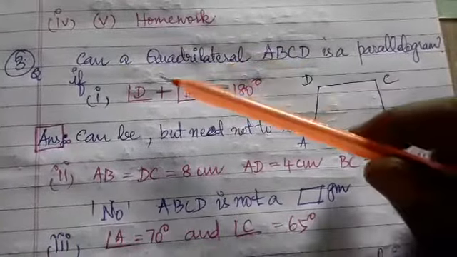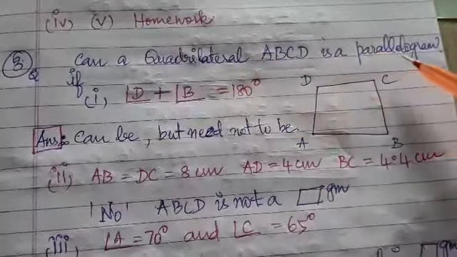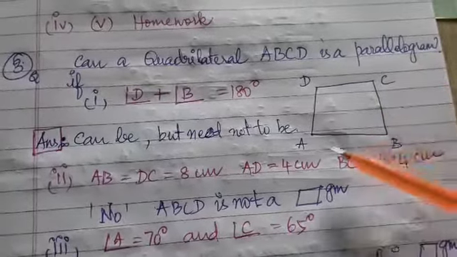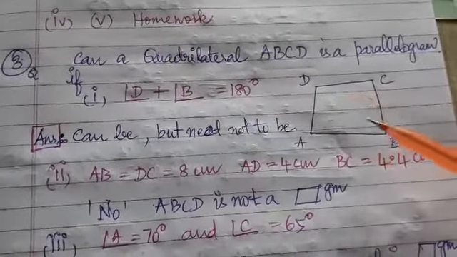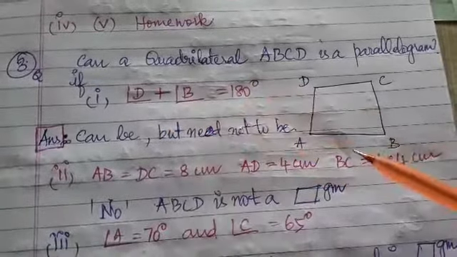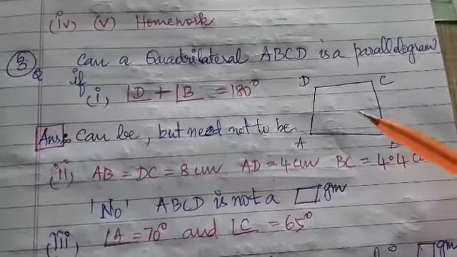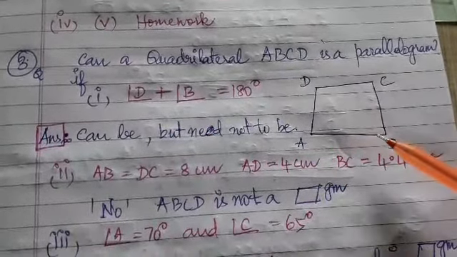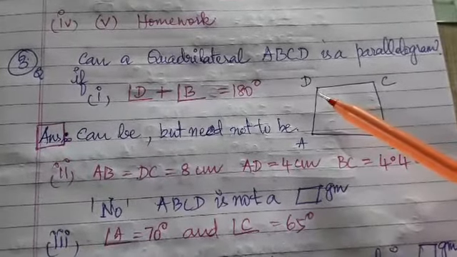Third question: can a quadrilateral ABCD be a parallelogram? They are asking. I have drawn one quadrilateral. Let us check the first condition: angle D plus angle B equal to 180. Angles D and B are telling 180 degrees. Is it possible in a quadrilateral?